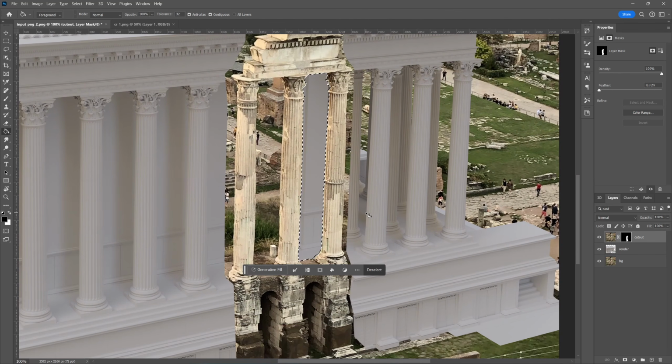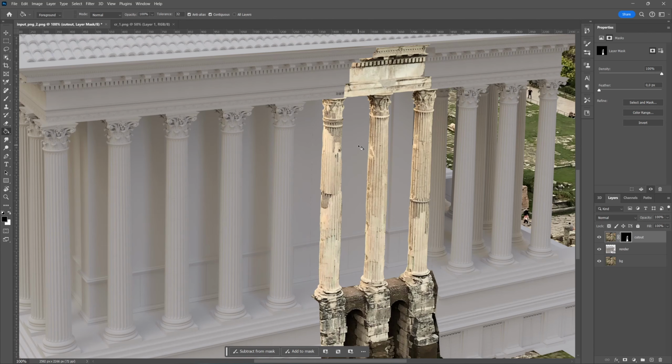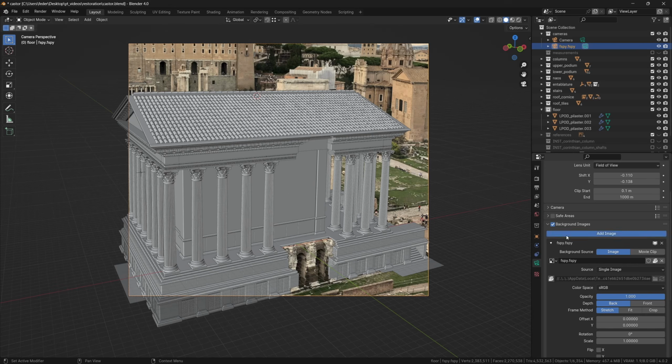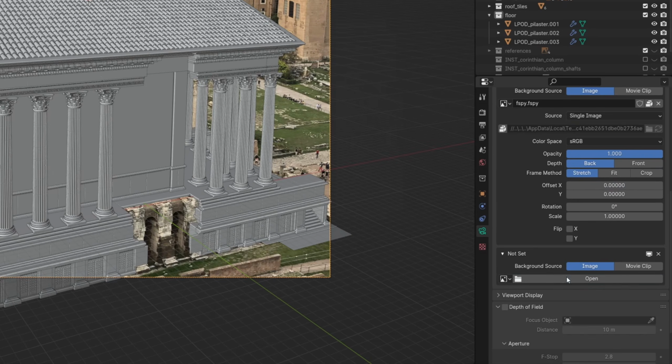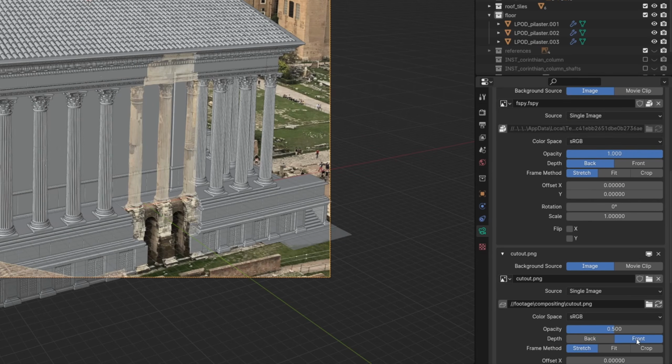At this stage, a rough result would be more than enough, as I would refine everything later in the final compositing stage once the full render of the temple would be available. Within Blender, I would add an additional image slot to the current camera as to load the cutout PNG produced in Photoshop. I will also place it in front of the render and with an opacity of 1.